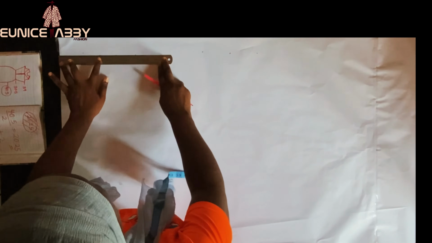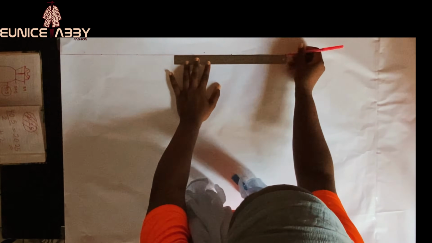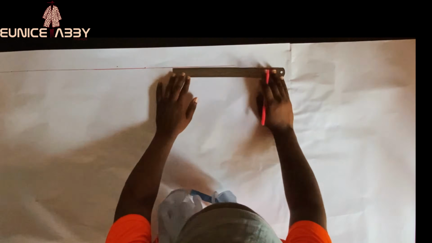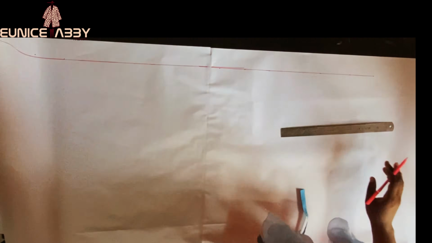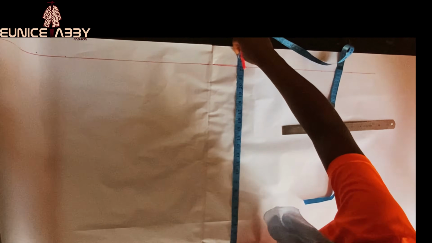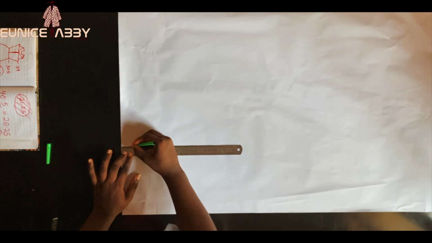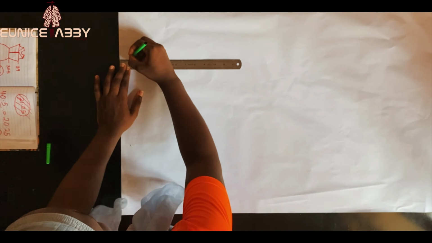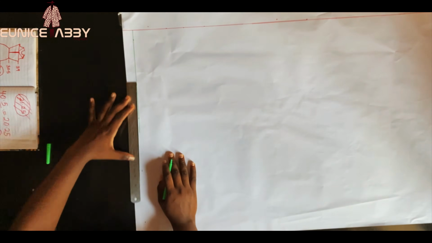I'll mark it in a way that I'll be able to connect the points to form a straight line, and I'm going to connect the straight line to where I want my dress to stop. That's the length of my dress. After which, I'll proceed to mark out a starting line, and my starting line, I'm just going to come down by 1 inch from the top, and I'm going to connect the points to form a straight line.